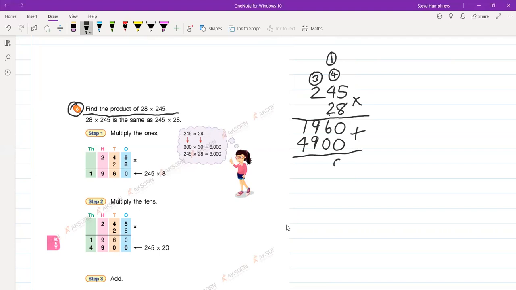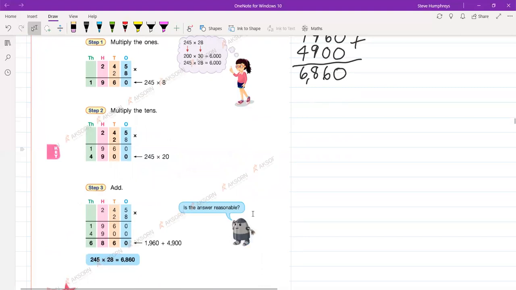0 plus 0 is 0. 6 plus 0 is 6. 9 plus 9 is 18. 8 down, carry 1. 1 plus 1 is 2. Plus 4 is 6. My answer, 6,860.